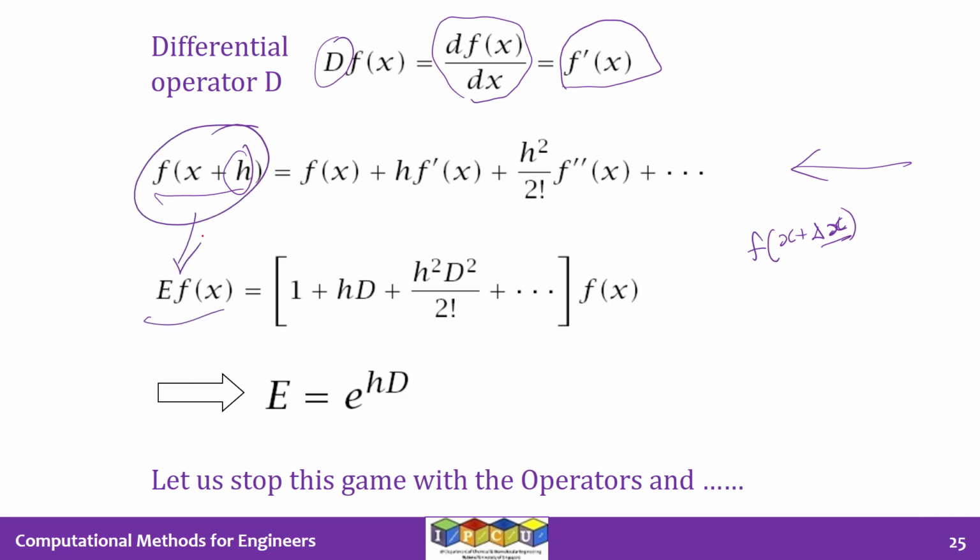Now I can express f dash of x as D of f of x. That's what this operator expression tells us. F dash of x is nothing but the D operator, the differential operator, applied to f of x. F double dash of x is nothing but the differential operator applied twice to f of x. And the third derivative at x is nothing but the differential operator applied thrice to f of x.